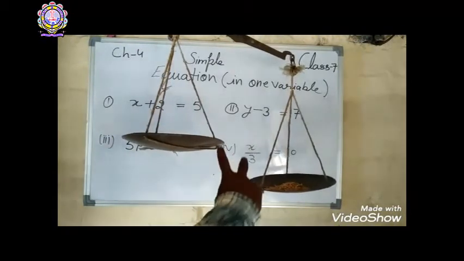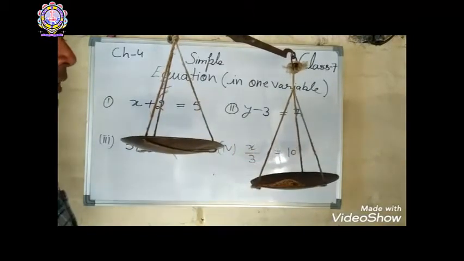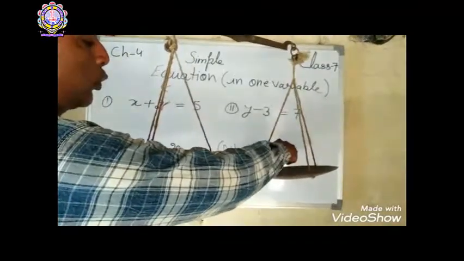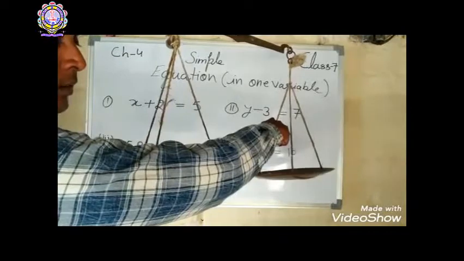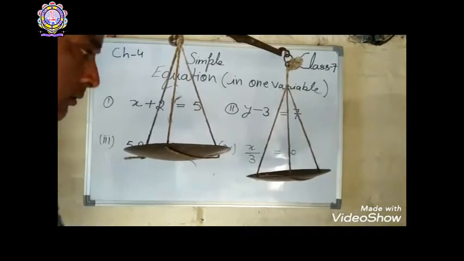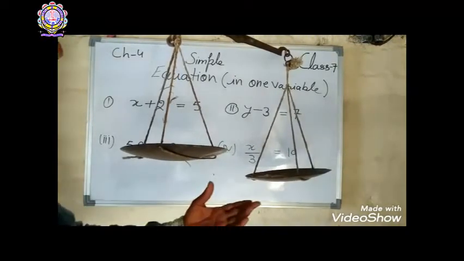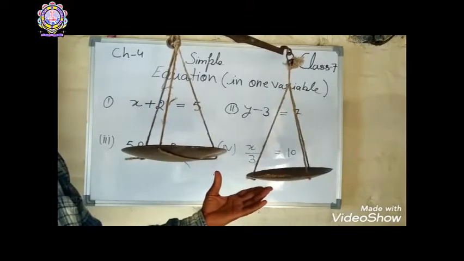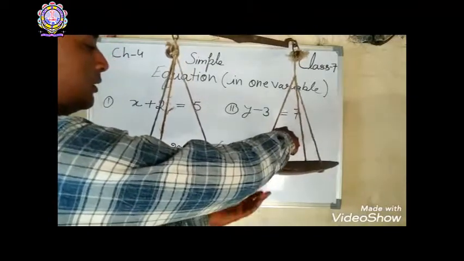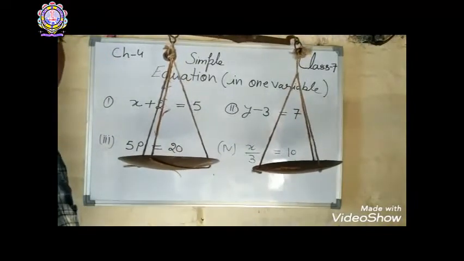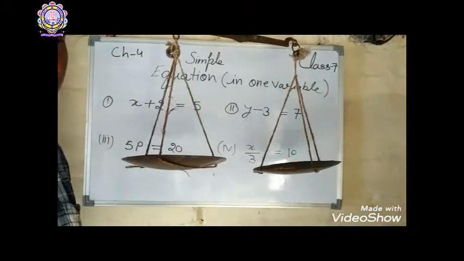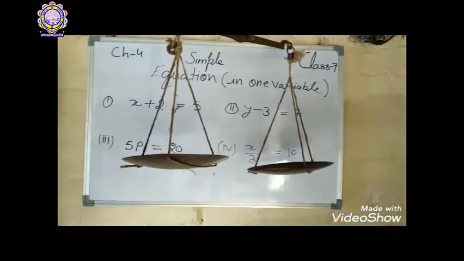When we want to make both pennies equal, then we remove some grains from that side. So when I am removing, what am I doing? I am subtracting. To balance both pennies, we remove grains from one side. So what am I doing? I am subtracting. When I am pouring the grains, what am I doing? I am adding.